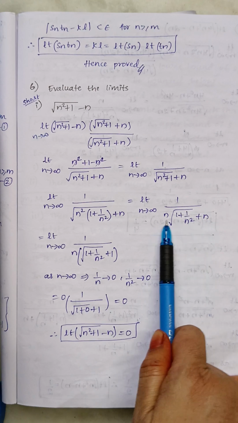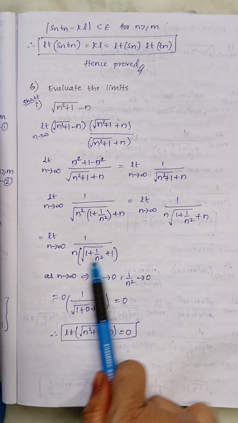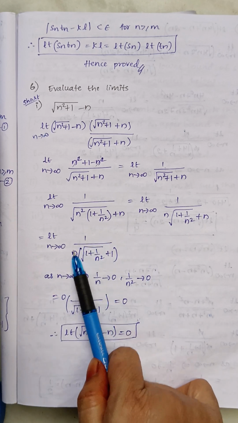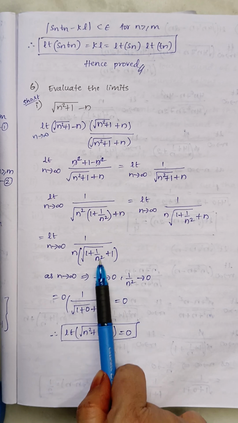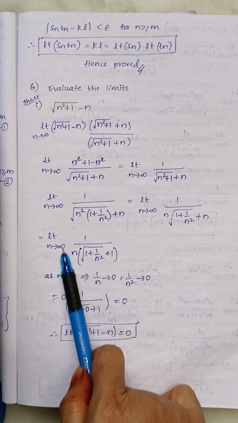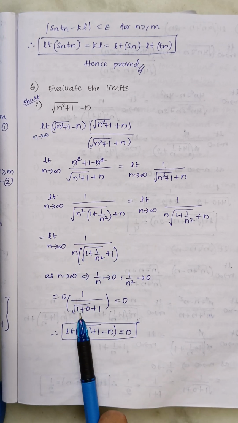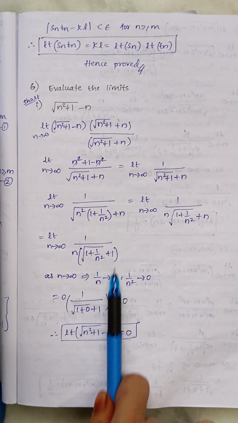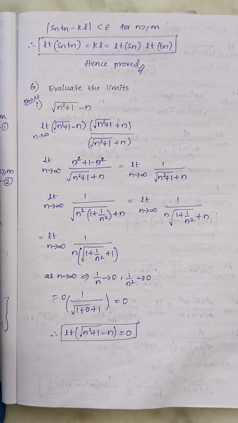Now take n common from these two, so n common means the same term plus 1 here. As n tends to infinity, 1 by n tends to 0. 1 by infinity is 0. So 1 by n tends to 0 and 1 by n square also tends to 0. Now substitute all those values, then 1 by n is nothing but 0. 1 by n into root of 1 plus 1 by n square tends to 0 plus 1. So 0 into anything is 0. That's why the limit of the given sequence is 0.